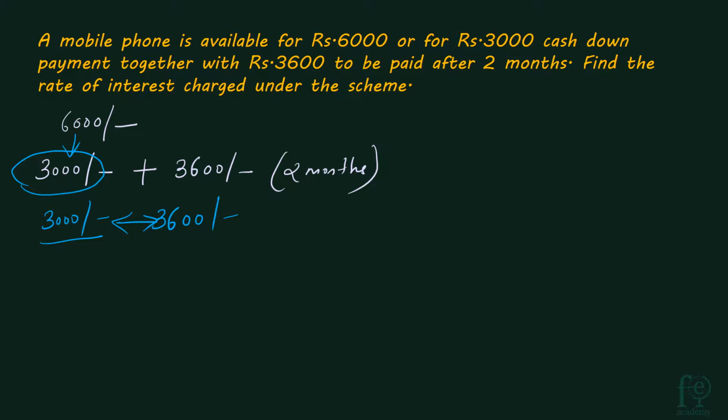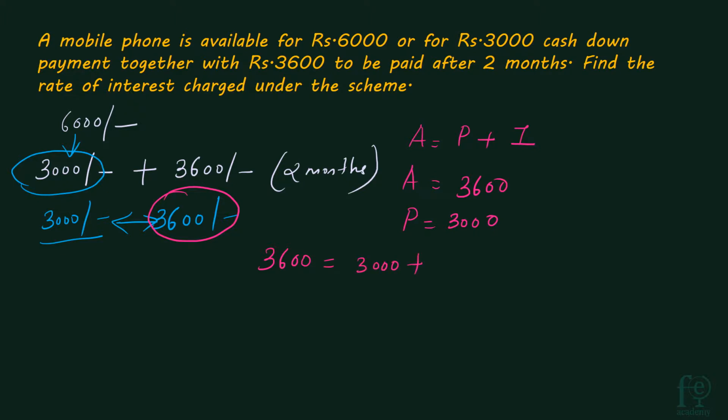So again the same formula, you know, amount is equal to principal plus interest. So here amount is equal to 3,600. We are paying 3,600 after 2 months, so it becomes the amount, and principal is equal to 3,000. So the formula will become 3,600 is equal to 3,000 plus, again I is equal to PTR divided by 100. So what you will be getting? Again 3,000 plus 3,000 into time period. Here it is 2 months. So 2 by 12, into R by 100.